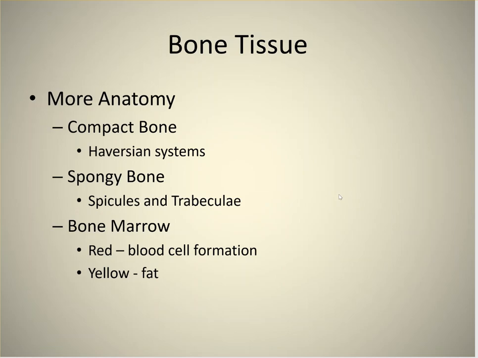This is slide 8. More anatomy. Compact bone has these osteon systems, which are these circular lamellae with a central vein inside. Spongy bone has spicules and trabeculae. It's got big spaces between it. And bone marrow, red bone marrow, remember, is blood cell formation found in the epiphyses. Yellow is in the diaphysis, and that's just fat.